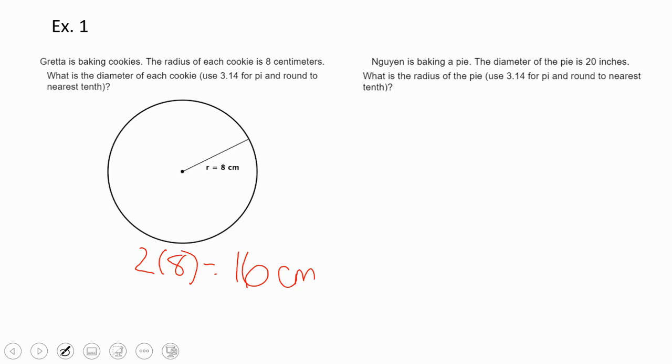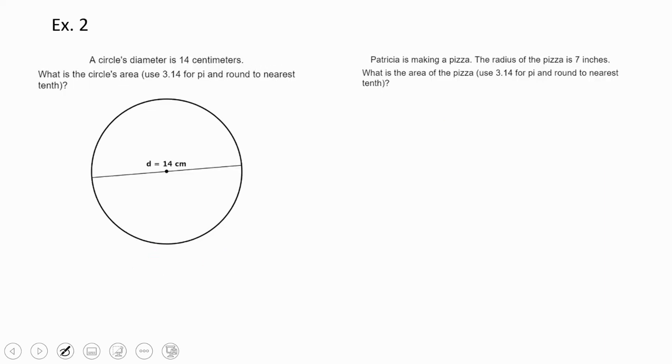The next one, we're baking a pie. The diameter of the pie is 20 inches. What's the radius? Again, the radius is half of the diameter. So if the diameter is 20, we just cut that in half and we get that the radius is 10 inches. So those two will be pretty easy.